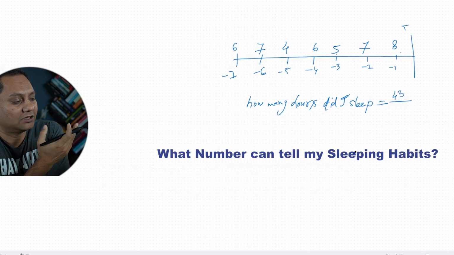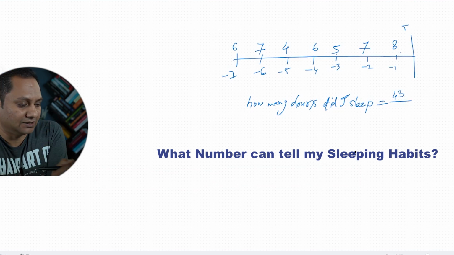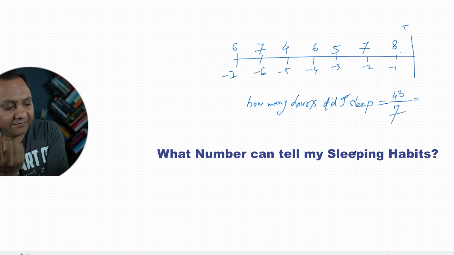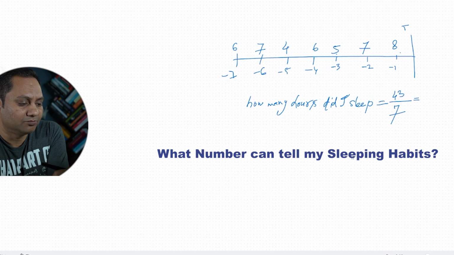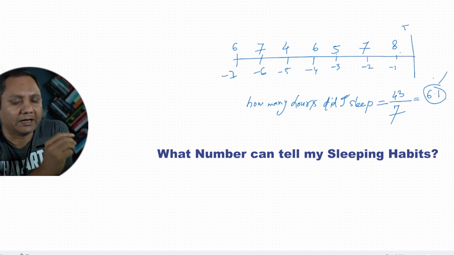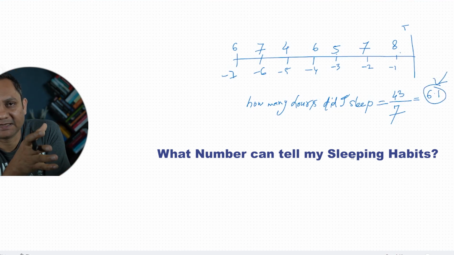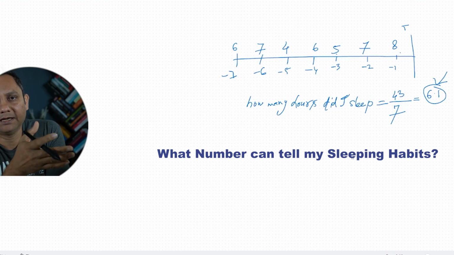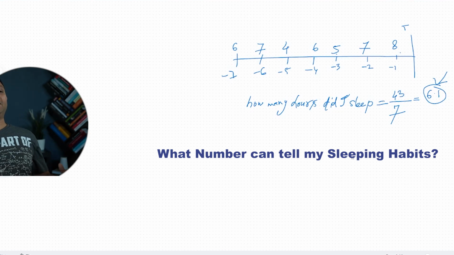Now I slept 43 hours over 7 days. So if I divide by 7, this would be the hours that I'm sleeping every day. That would be close to 6 hours, right? 6.1, something like that. So I can tell that person one number: my sleeping habit is 6 hours. This number is very common in our everyday life, we call it the average. So I would say on average, I sleep 6 hours on a daily basis.